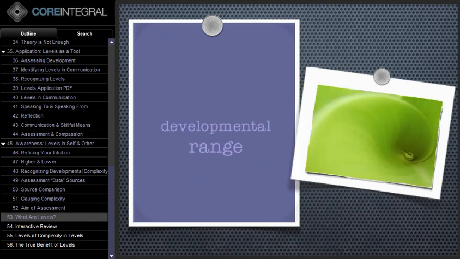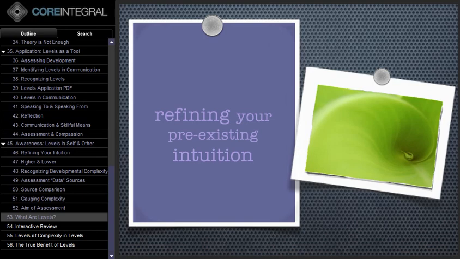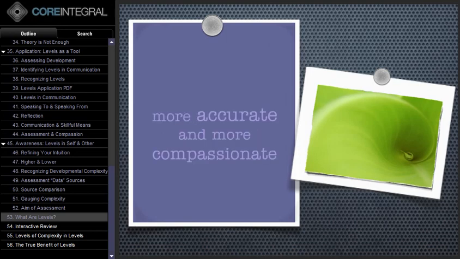And we learned about center of gravity and developmental range, both of which help you refer to individuals' levels of development succinctly and without losing an ability to account for the variance between individuals. Each of these aim to refine your pre-existing intuition of development, to up-level it in several ways so that when you look at self and other through the lens of levels, the results are more accurate and more compassionate.